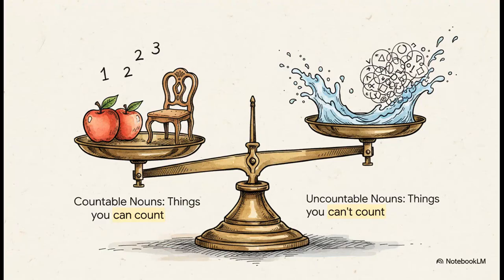Okay, so here's the deal. English pretty much divides things into two big groups. First, you have countable nouns. These are things you can actually count individually, like one apple, two apples, or one chair, two chairs. Easy enough, right? Then you've got uncountable nouns. These are things you can't really count one by one, like ideas, liquids, or materials. You'd never say one water or two informations. It just sounds, well, wrong.